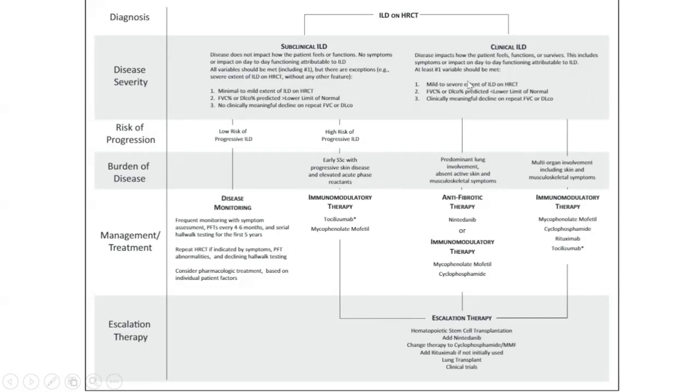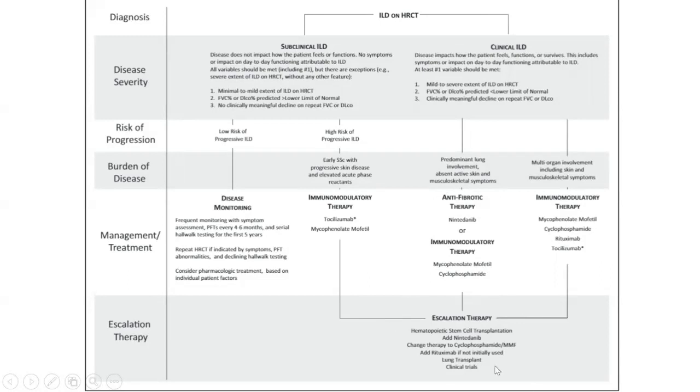And in patients with more of the clinical ILD, more obvious involvement, you would divide them into having a predominant lung involvement with absent skin involvement, or more of the multi-organ involvement kind. With the predominant lung involvement, starting them off with nintedanib or immunomodulator therapy, or even a combination of these, become important. But if you have more of the multi-organ involvement, then starting off with immunosuppressive therapy is the way to go. And again, after starting off these therapies, we need to understand the options for escalation.